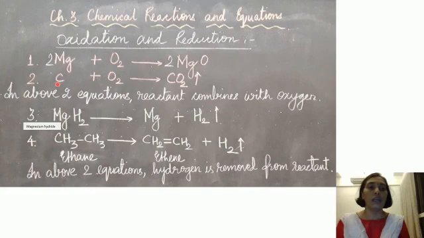Second example, carbon combining with oxygen and giving rise to carbon dioxide gas. So this is another example of one of the reactants here, that is carbon, combining with oxygen and giving rise to its oxide, that is carbon dioxide gas. So in above 2 equations, reactant combines with oxygen. So here both the reactants magnesium and carbon have combined with oxygen to give their oxides. Let us see in the next 2 reactions what is happening.